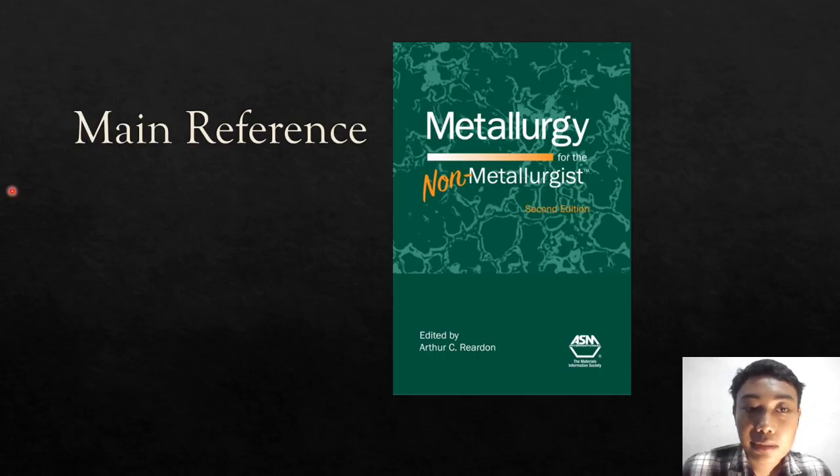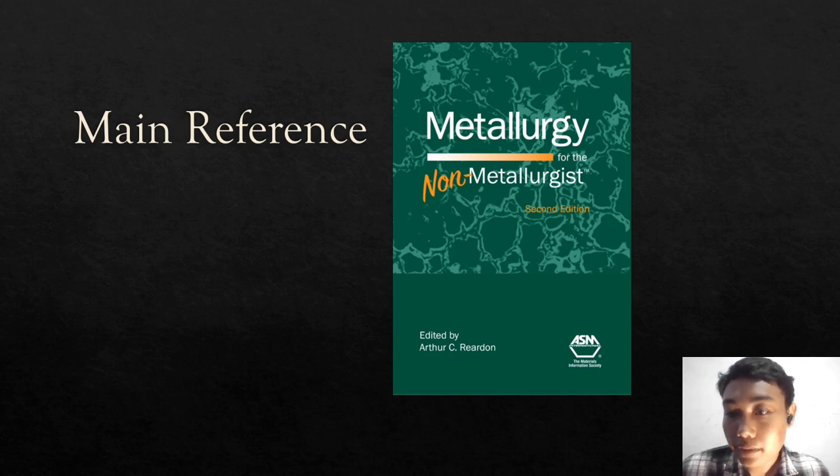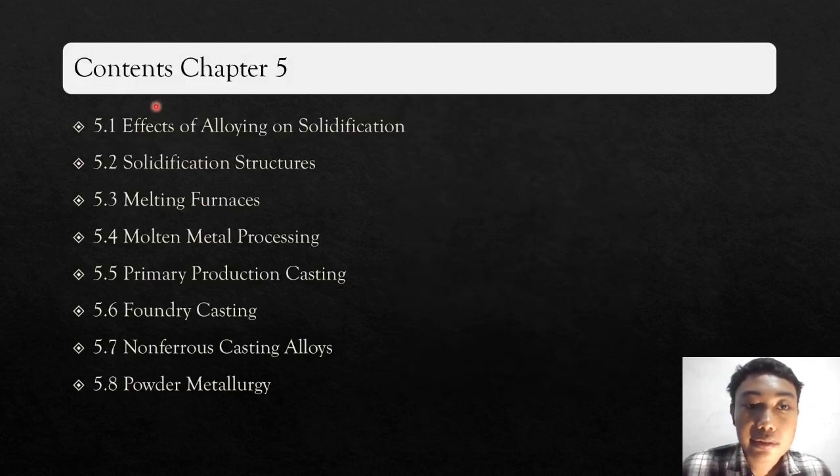Next. The main reference I use is Metallurgy for the Non-Metallurgists, second edition. The content I use is Chapter 5. First is the effect of alloying on solidification. Second, solidification structures. Third, melting furnaces. Fourth, molten metal processing. Fifth, primary production casting. Sixth, foundry casting. Seventh, non-ferrous casting alloys. Eighth, foundry metallurgy.